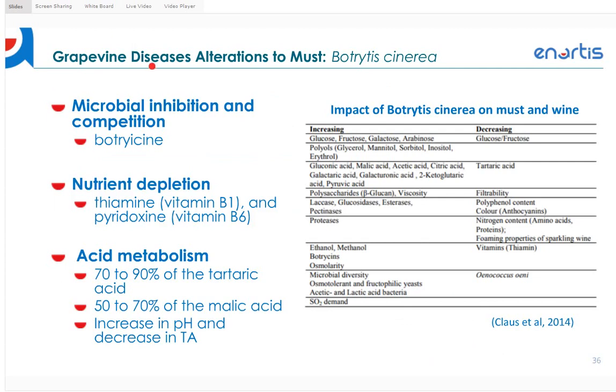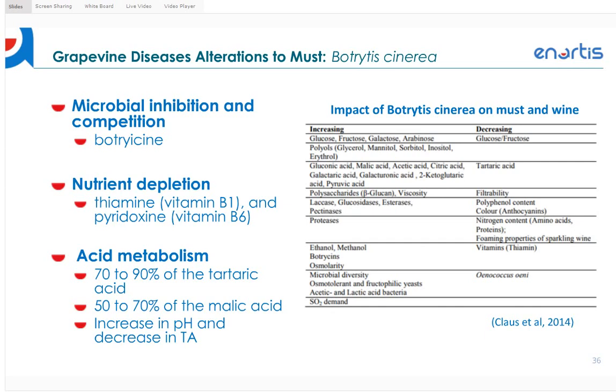So along with laccase, botrytis also contributes other detrimental effects in must. There is microbial inhibition and competition, specifically with a compound that is similar to yeast killer toxins. It's called botryticin. There is a nutrient depletion in must infected with botrytis, specifically of thiamine, which is a very important vitamin for yeast health and an important survival factor.